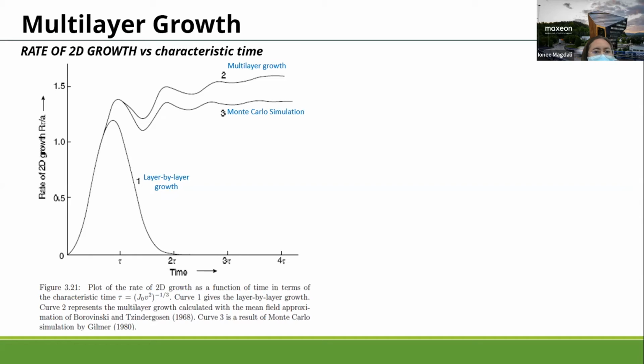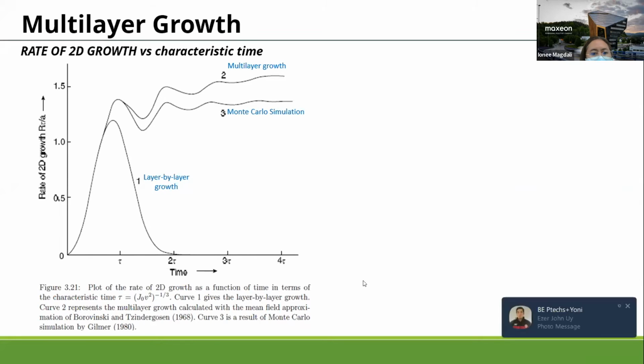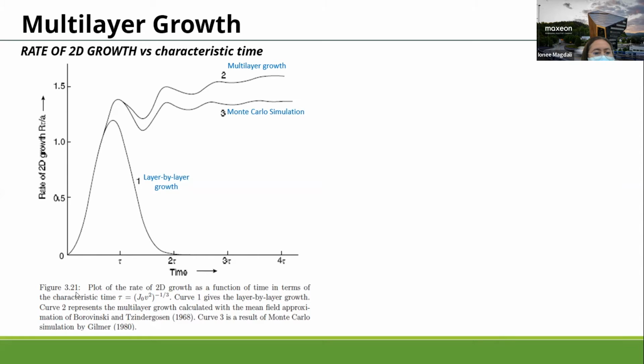So we're going to study again another graph. This one is also from our textbook, figure 3.21. This is the plot of the rate of 2D growth as a function of time in terms of the characteristic time. Curve 1 represents the layer by layer growth. Curve 2 represents the multi-layer growth. And then curve 3 is a result of a Monte Carlo simulation method.